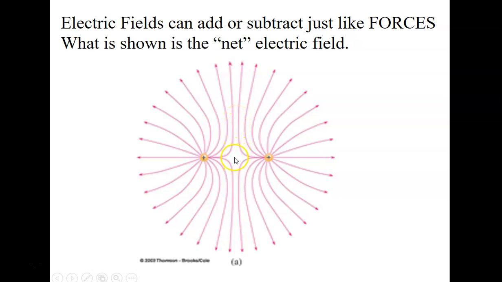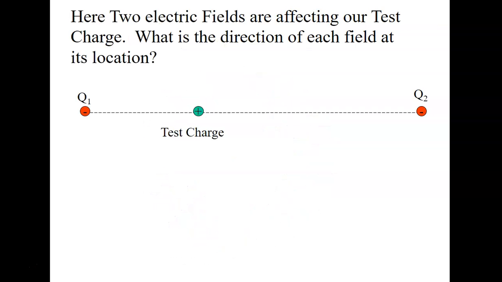If I look right in the middle, okay, there's no electric field. The electric fields completely cancel out because those forces would cancel out. Okay? So here's two electric fields which are affecting our test charge. What is the direction of each field at its location? Okay, so here's our test particle.